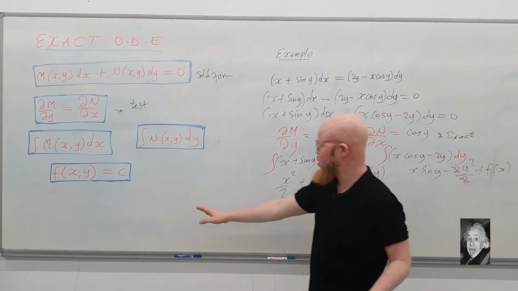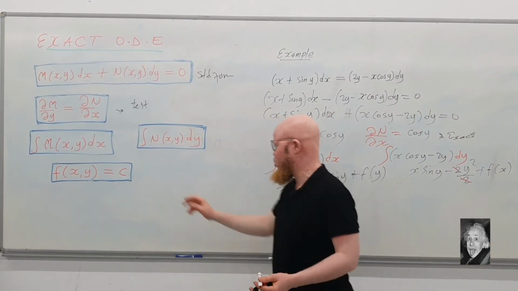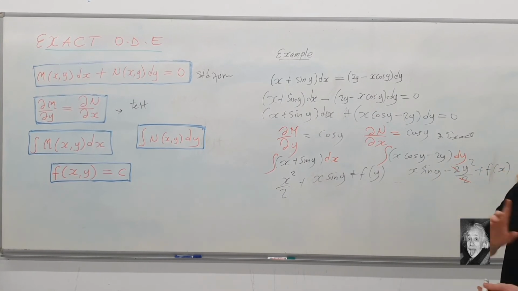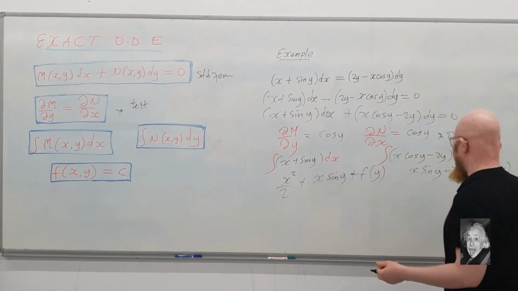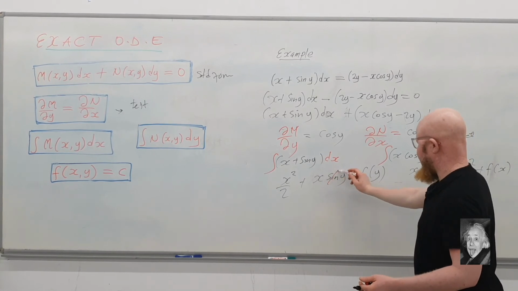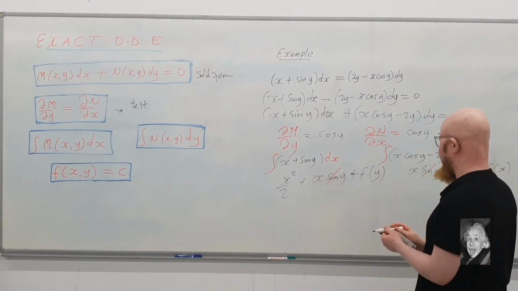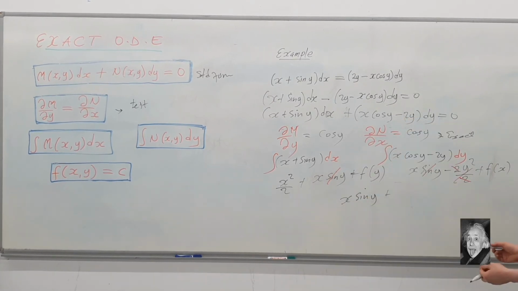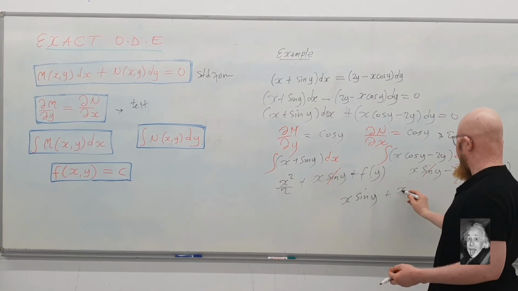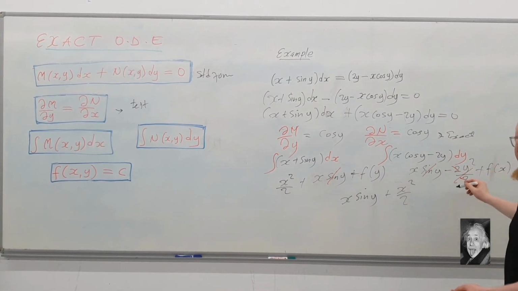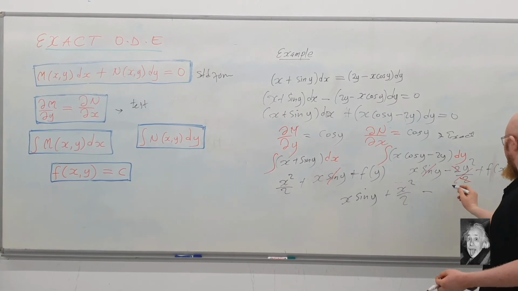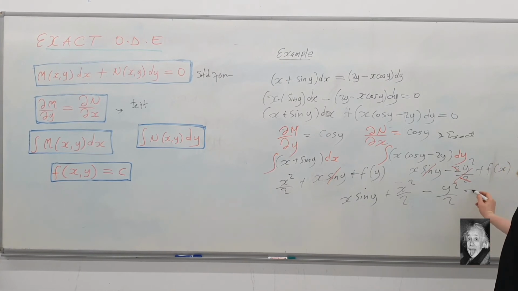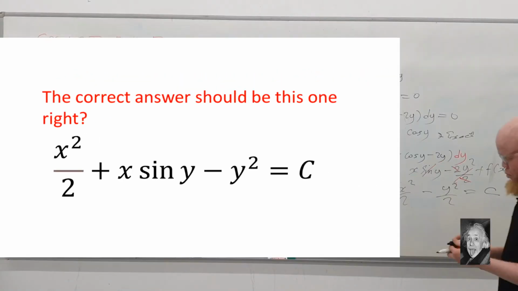So to write your answer finally, your answer will be f of x, y is equal to c. You shall take things that are common and write them once. So here, this and this is common, so I shall write x sine y. I shall take this x squared over 2, and this minus y squared over 2, and this is equal to c. So that's how you shall present your answer.